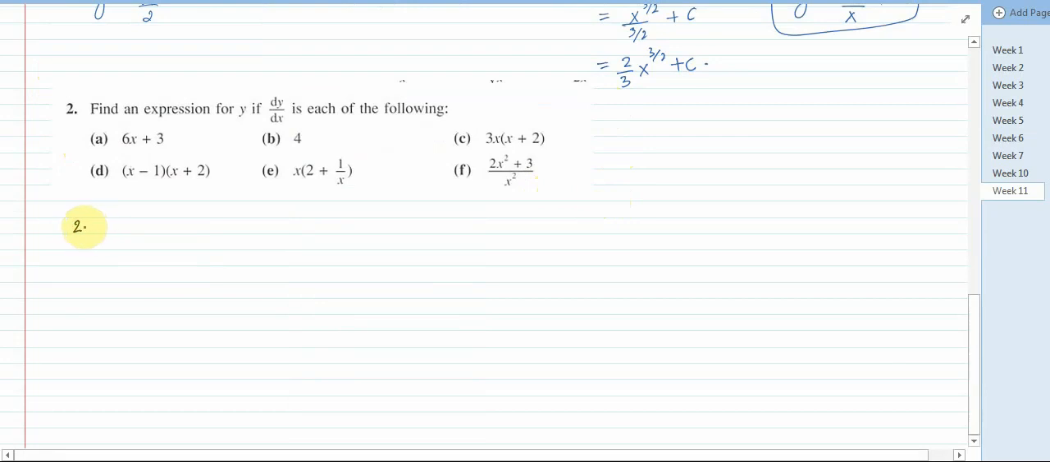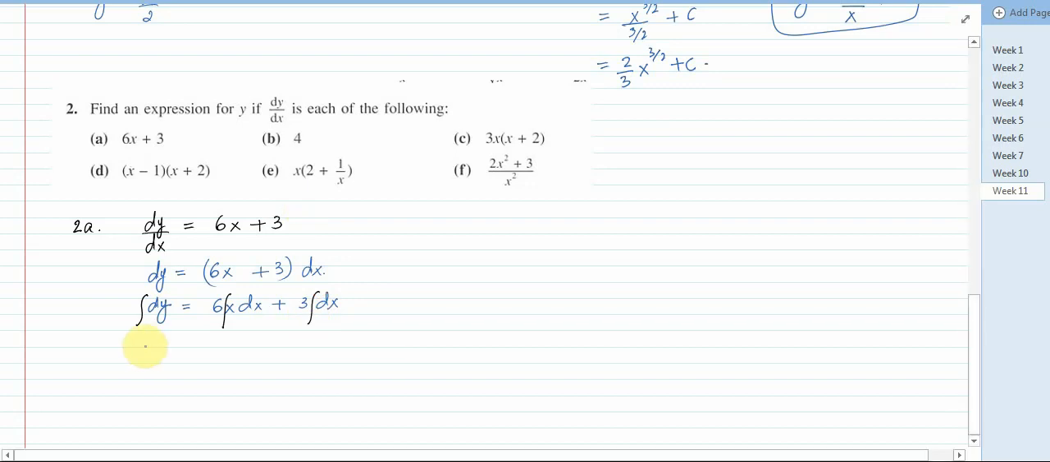I'll begin with part A. Find y if dy over dx is equal to 6x plus 3. So dy equals 6x plus 3 times dx, right? This dx will be multiplied with both of them. So I can say 6x dx plus 3 times dx equals dy. Now my function is ready to integrate, so I will apply the sign of integration.